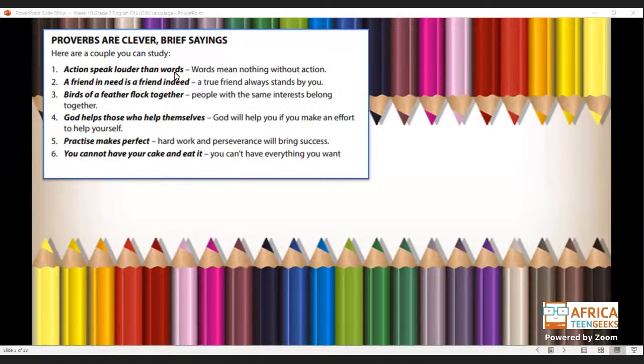Proverbs are brief sayings that we have used over time. How can I explain it in a way to identify the difference between a proverb and an idiom? Would anybody like to try that before I explain it? Okay, so I'm seeing some suggestions, another one there, break the ice, the first to begin.